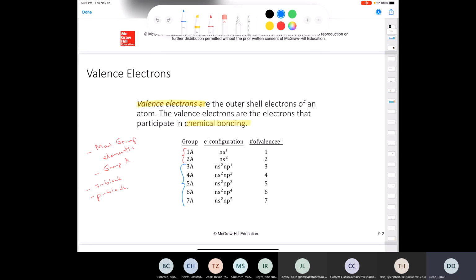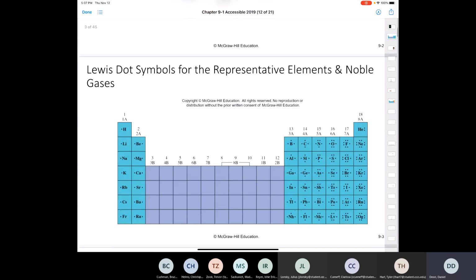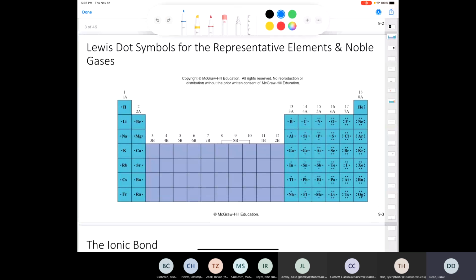Let's take a look at the periodic table and look at these main groups, okay? So we have the main groups labeled. We have groups 1A, 2A, 3A, 4A, 5A, 6A, 7A, and 8A. And the way that we represent those valence electrons is to use what's called a Lewis dot symbol. So say, for example, we were looking at the Lewis dot symbol for lithium. Here's lithium right here. It's element number 3. Now we know that lithium has an electron configuration of helium and then 2s1. So it has one valence electron.